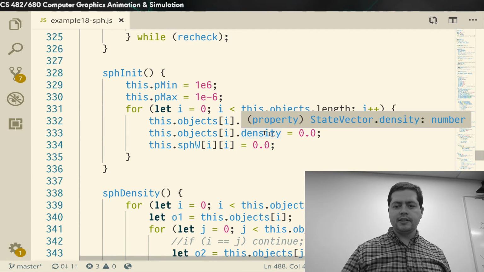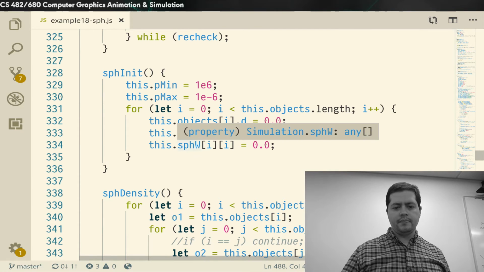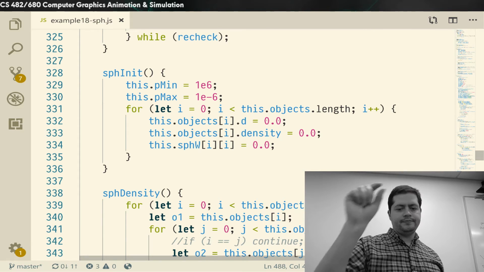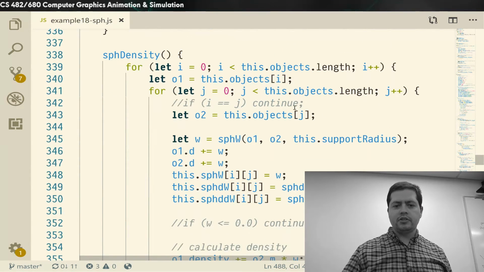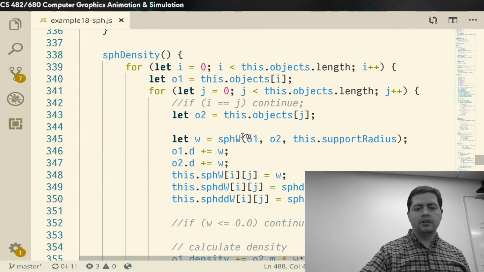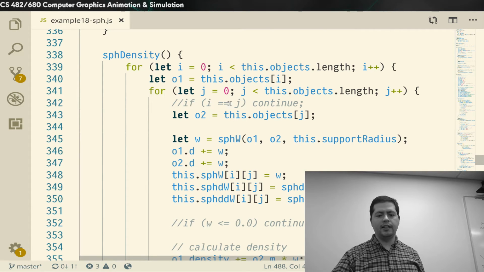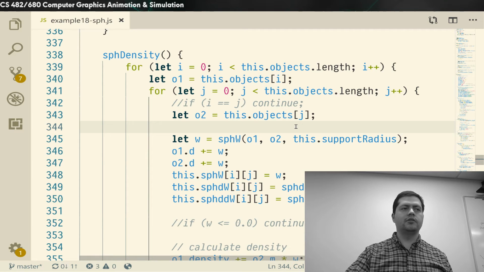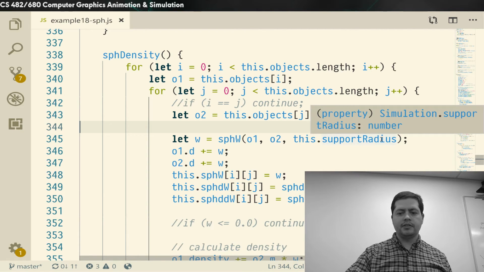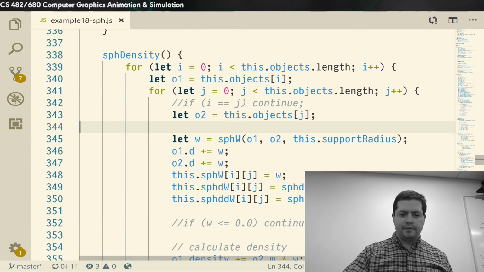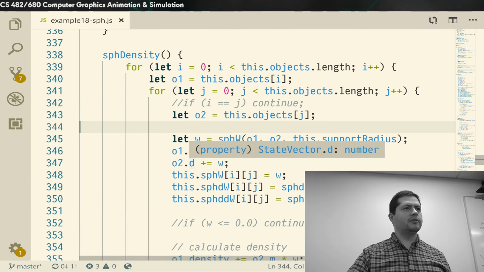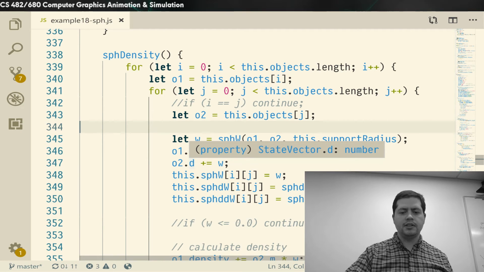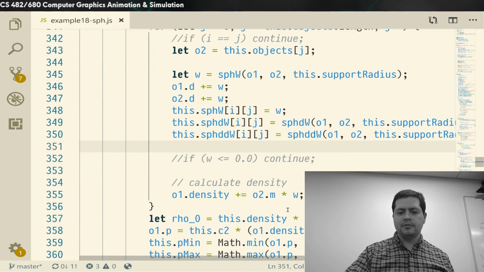Okay, so initially I set the density equal to 0. And then I also have the matrix of the weights. So when we call density, it's the next function. We go through all objects I, so O1, all objects O2. We need to include ourselves, so I got rid of this if I equals J. So first we calculate the support vector, the SPH kernel, so that's SPHW, with the support radius we've given it. And then this D was just so we could see what that looks like. We're not using D right now, so don't confuse that with density.